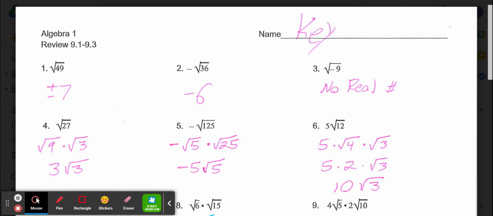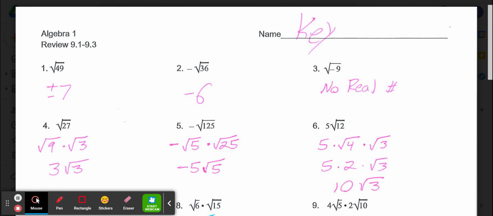Welcome to the Algebra 1, Chapter 9 Quiz Number 1 Review, Answer Key Video Explanation. So as we go through these, I'm going to point out a few of the different rules, and I will also attach an extra resource with this video, just providing you with a list of common perfect squares.